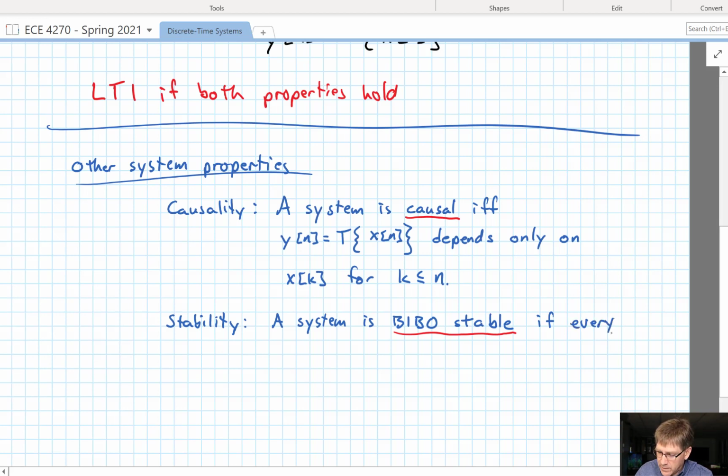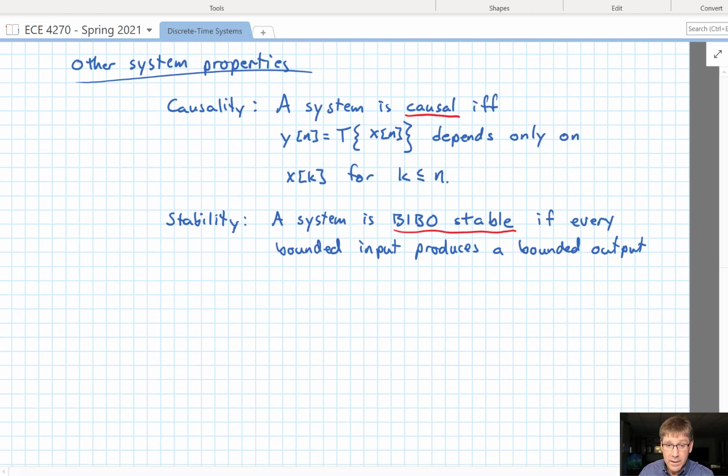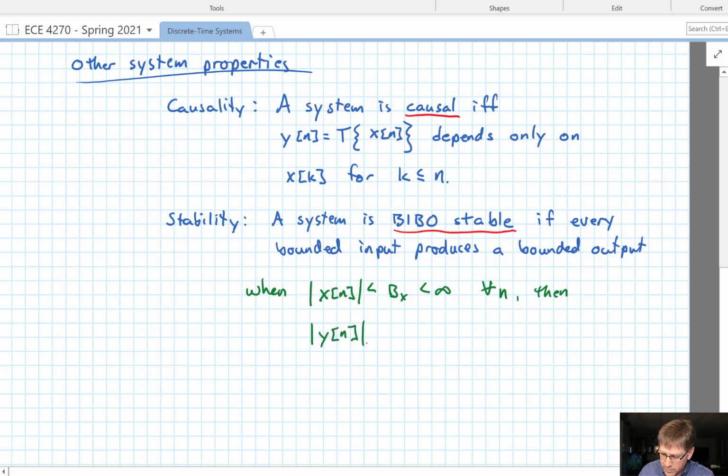So if every bounded input produces a bounded output, and mathematically that can be expressed as: when |x[n]| is less than some bound Bx, which is less than infinity, for every n, then |y[n]| is less than another bound, doesn't have to be the same one, By, that's less than infinity, also for every n.